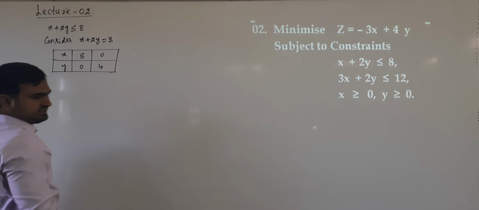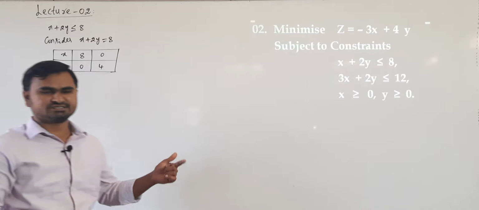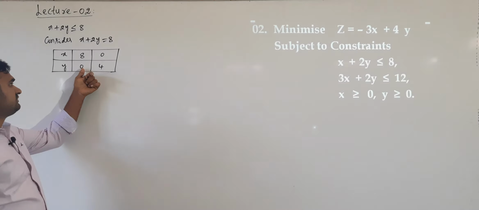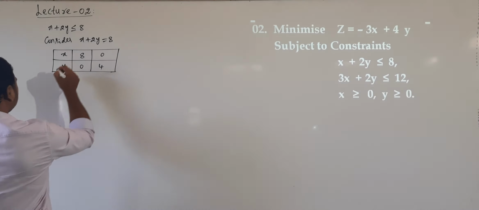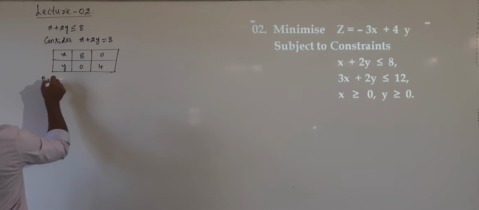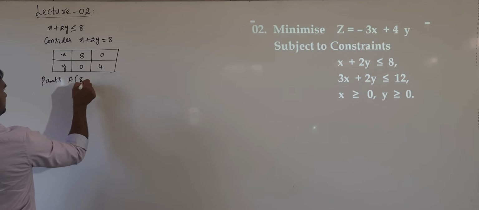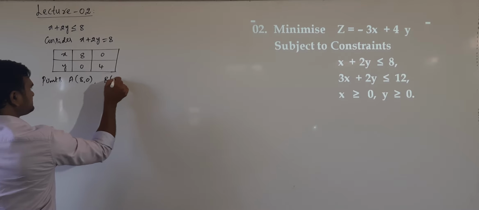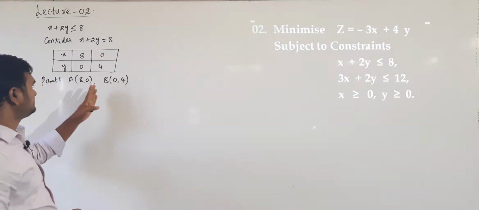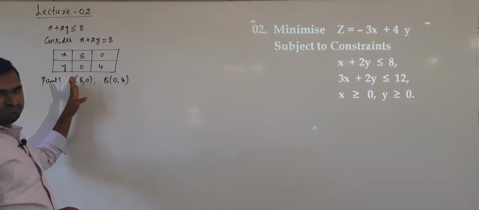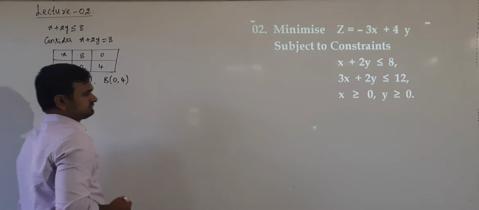Not only 0, you can take any other value, but usually we take the points on the coordinate axis, okay, on the x axis and y axis. So that's why I am taking y 0 and then x 0, we are getting the points here. So what are the points? 8 comma 0, I will take it as A, and B is 0, 4. Okay. Now let us draw this line which passes through these 2 points 8, 0 and 0, 4.